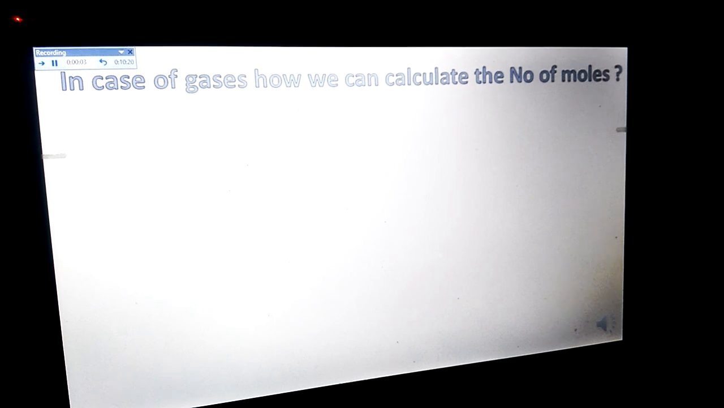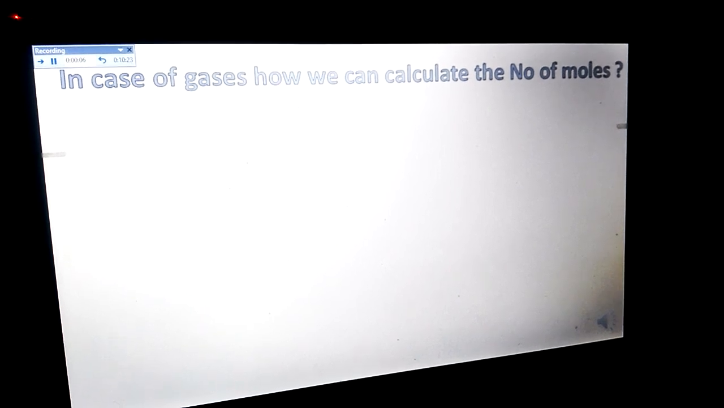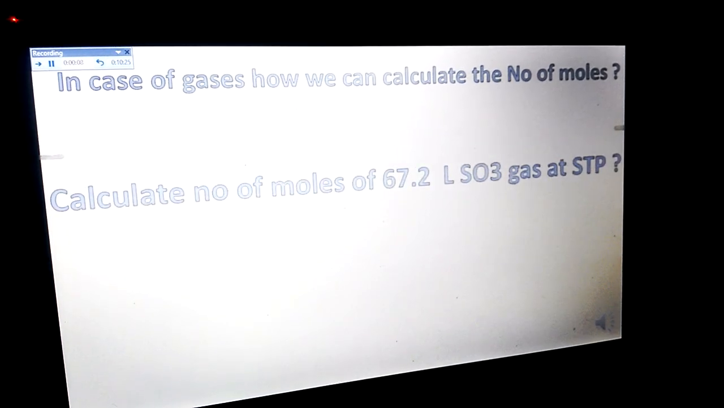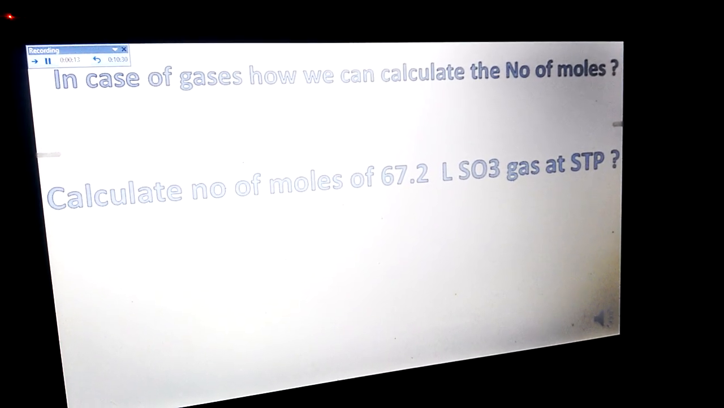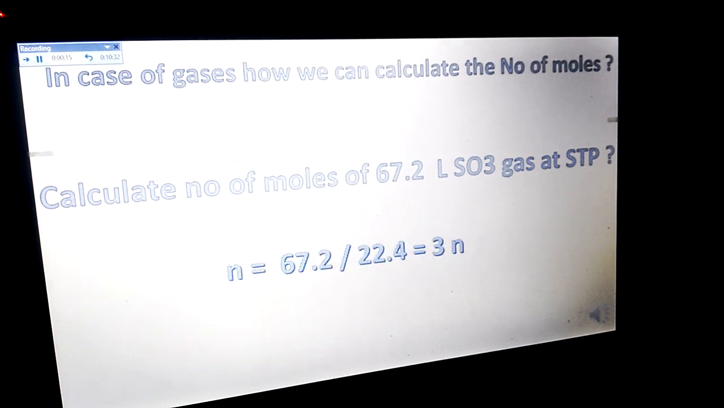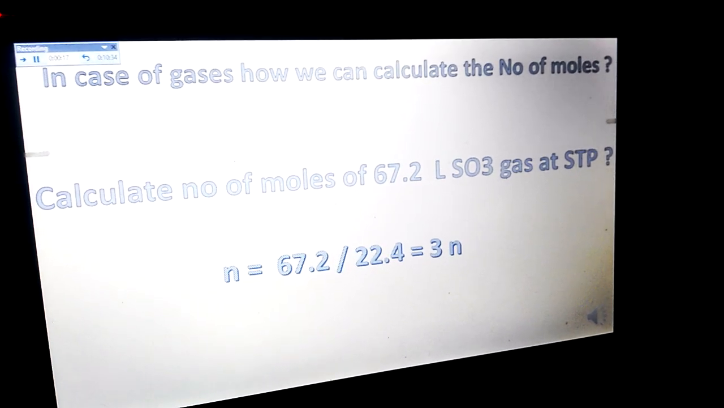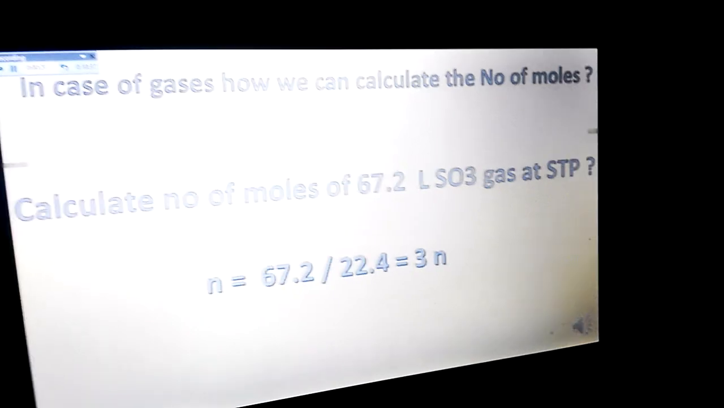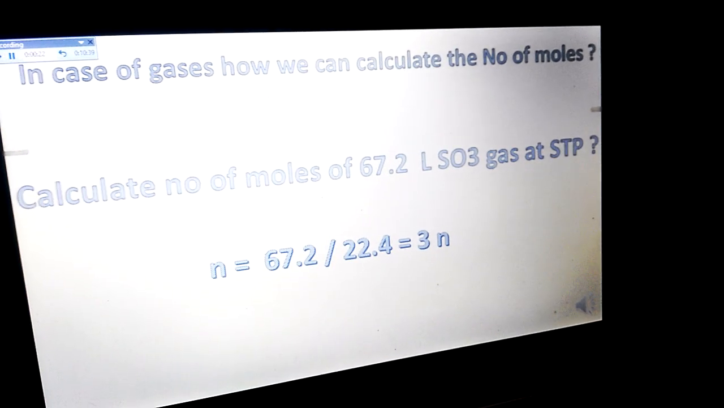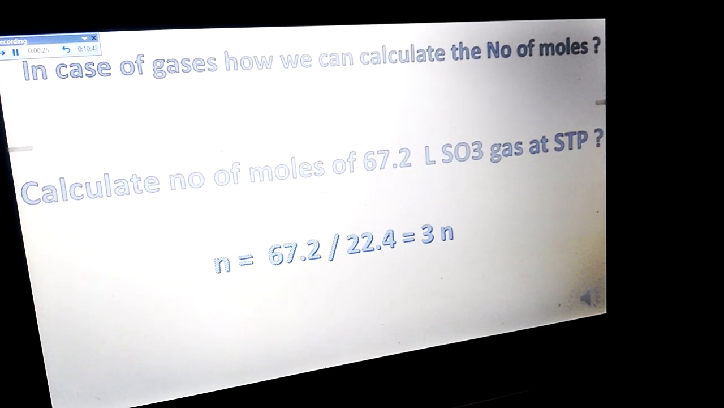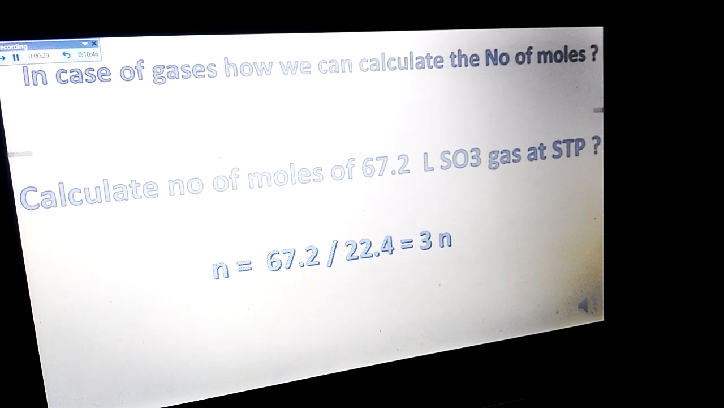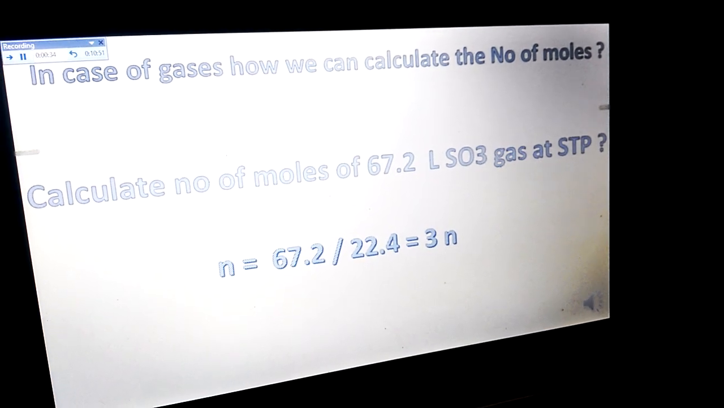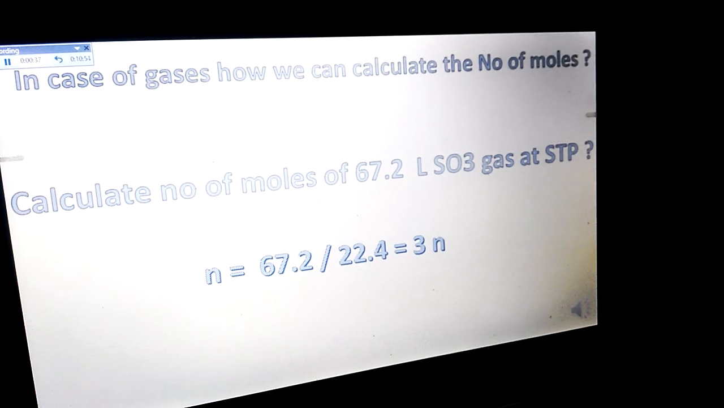In case of gases, how can we calculate the number of moles? Calculate the number of moles of 67.2 liter of SO3 gas at STP condition. For this, put the values in the given formula. Number of moles is equal to the given volume divided by 22.4, that is 67.2 divided by 22.4 is equal to 3 moles.